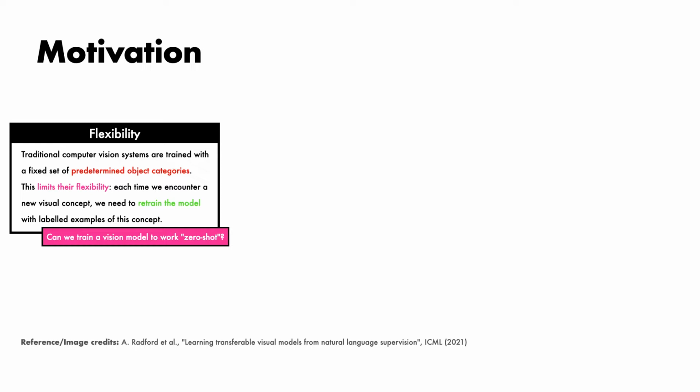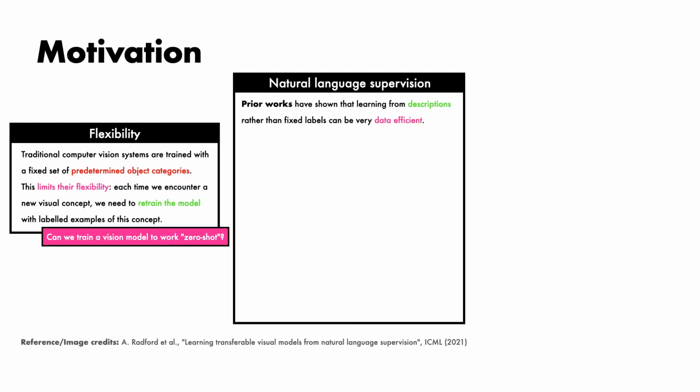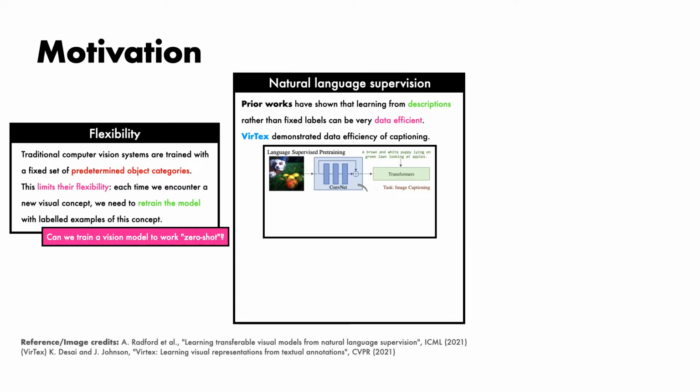A second observation is that a number of prior works have shown that learning visual representations from natural language descriptions, rather than fixed labels, can be extremely data efficient. Two notable examples of such prior work include VirTex, which showed that by training a model for the task of image captioning, it could transfer to downstream tasks in a manner that was highly data efficient, using many fewer images than is required with classification pre-training.